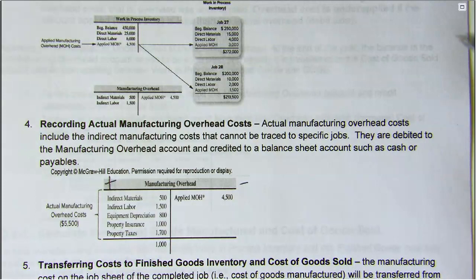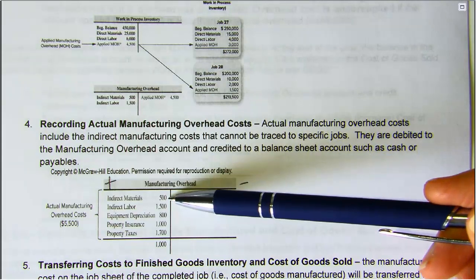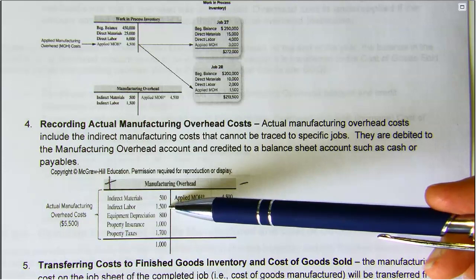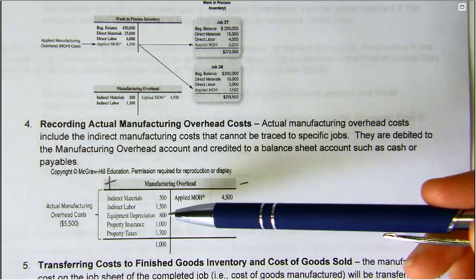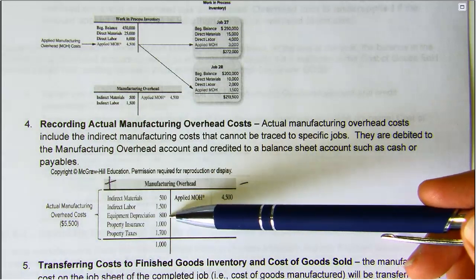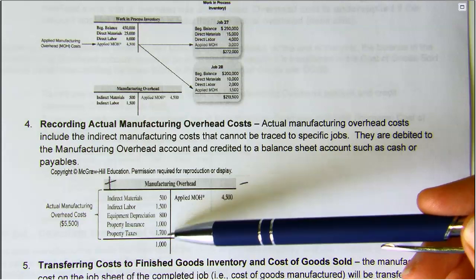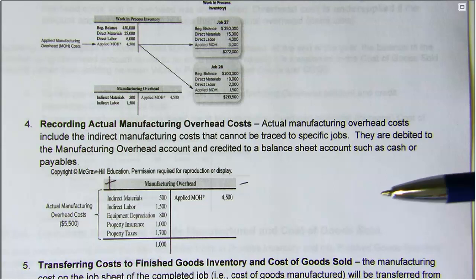Now you might be wondering, what accounts do we credit when we debit the overhead account? Well, it depends on what it is. If it's indirect materials, we'll be crediting the raw materials inventory account. If it's indirect labor, we'll probably be crediting wages payable or salaries payable. If it's depreciation, we'll be crediting the accumulated depreciation account. If it's property insurance, we will most likely be crediting prepaid property insurance. And property taxes, perhaps we'll be crediting accounts payable. We'll be talking about those journal entries in a moment.